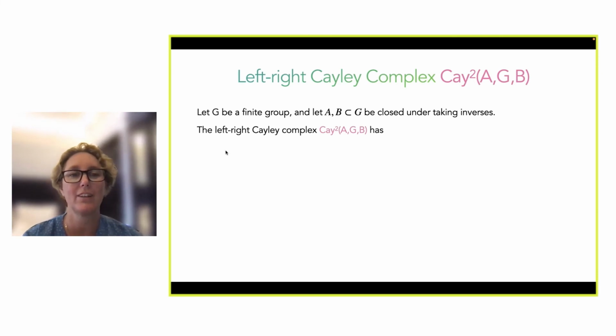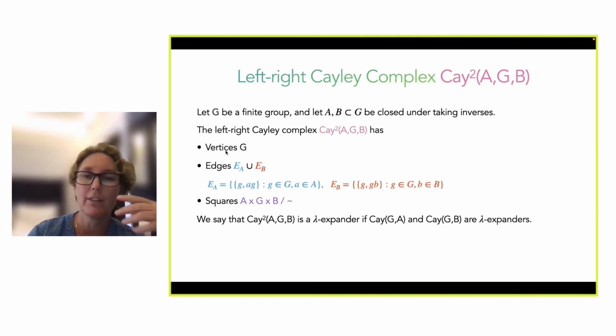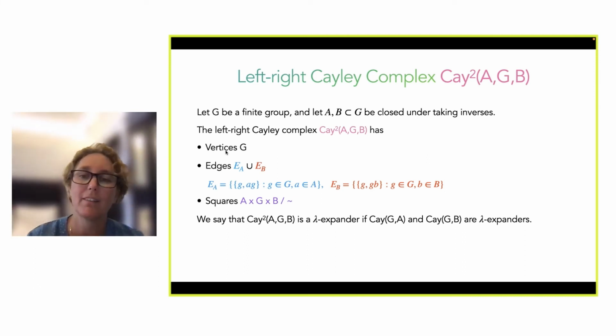Okay, so formally this object, this left-right Cayley complex, is a square complex. It has vertices G, edges E_A and E_B, going from G to AG or from G to G times B. And it has these squares that we discussed. And we're going to say that this thing is an expander if each one of the Cayley graphs comprising it are themselves expanders. I didn't say exactly what an expander is, so just intuitively think of something that is very robustly connected. You cannot disconnect it without erasing many edges.